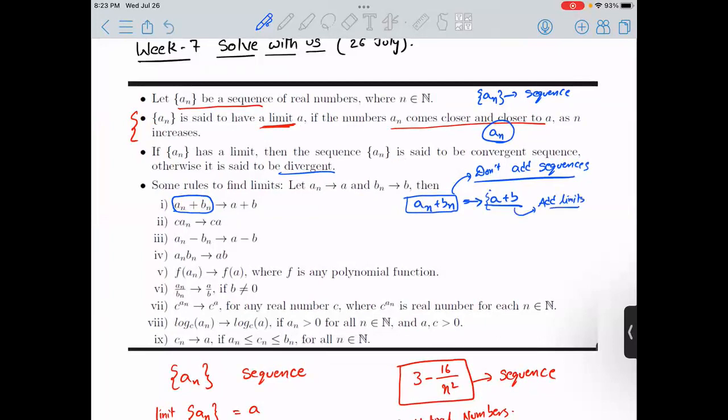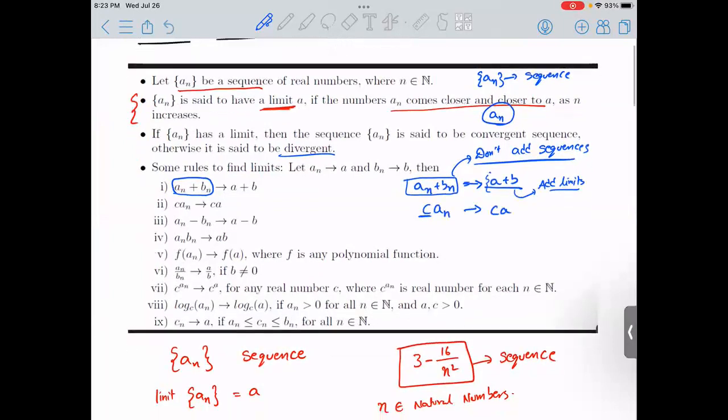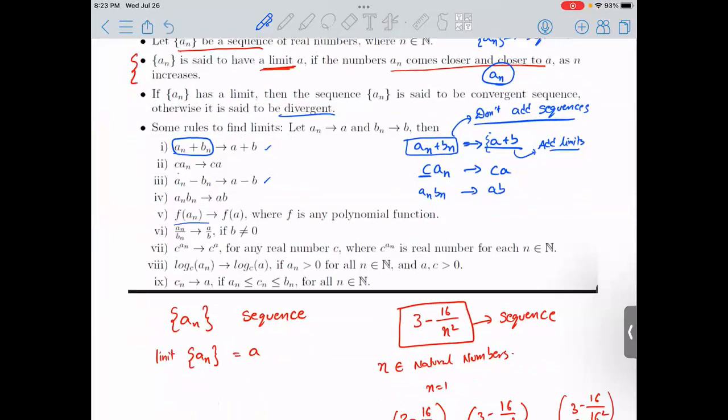Coming to c an, where c is a constant, you can do c into a. As addition follows, subtraction also follows. an into bn is like a into b. It is also the same thing with a function: when a limit is substituted in a function, you can directly put the limit value. Is this for the case when n tends to infinity? Yes, n tends to infinity, that is what a sequence means.